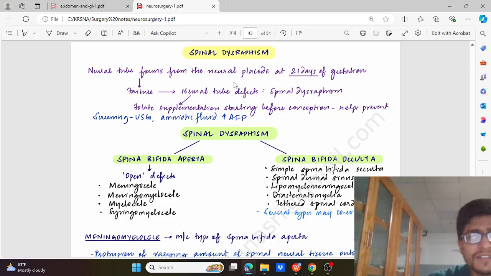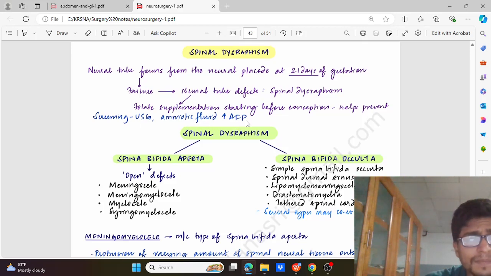So spinal dysraphism. Dysraphisms are neural tube defects. The neural tube forms from the neural placode at 21 days of gestation. If it fails to form, there will be neural tube defects, that is spinal dysraphism. Folate supplementation before conception can help prevent this issue. The condition is screened with ultrasound, amniotic fluid, and increased alpha fetoprotein.